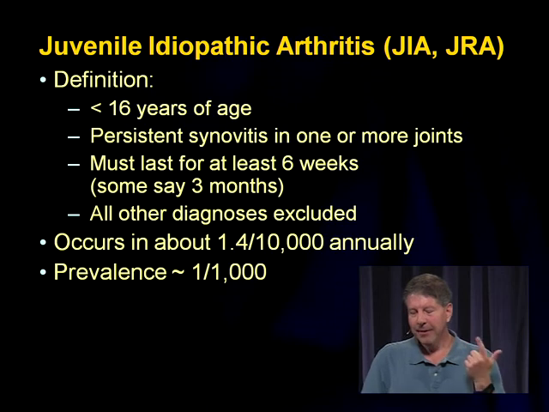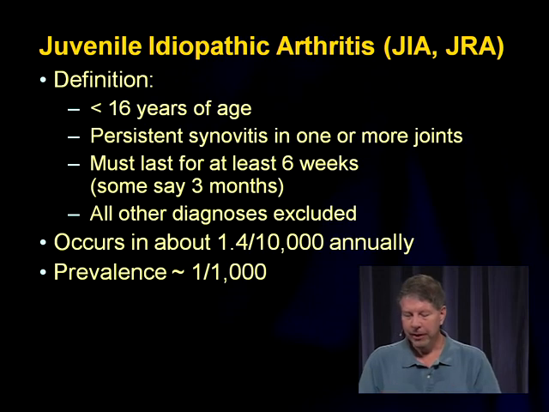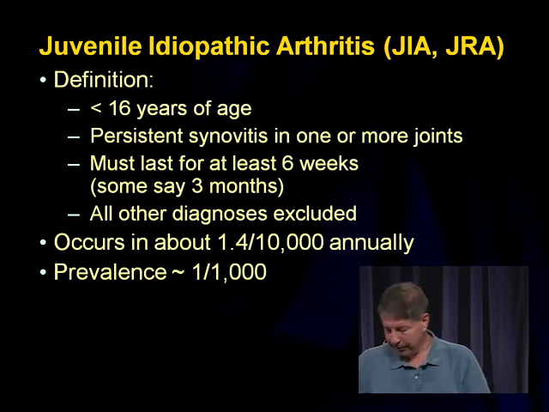They've got to have synovitis that's persistent in one or more joints. It's got to last for at least 6 weeks. Most rheumatologists say 3 months, and then you have to exclude everything else, of course, and that's the problem in rheumatology, you've got to exclude all these other things. But the prevalence is about 1 in 1,000, so it's a common thing, and it definitely will be on your test.